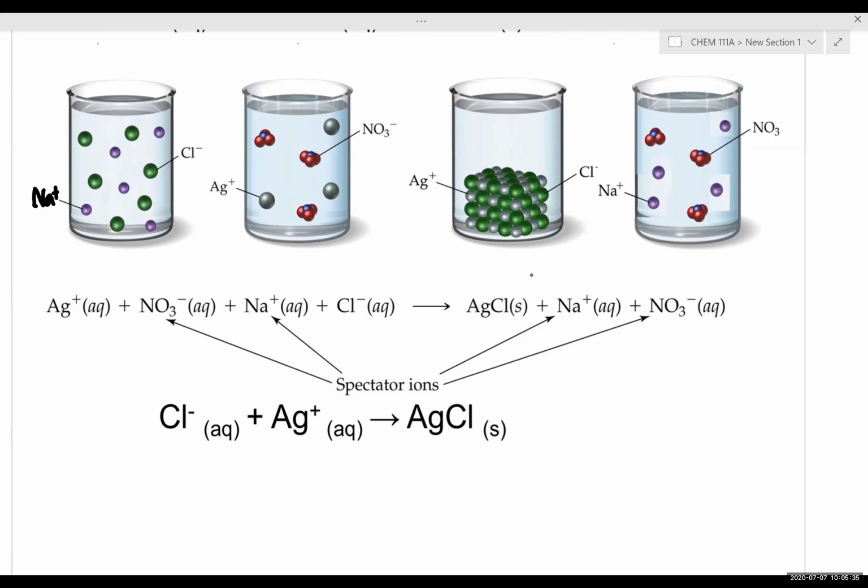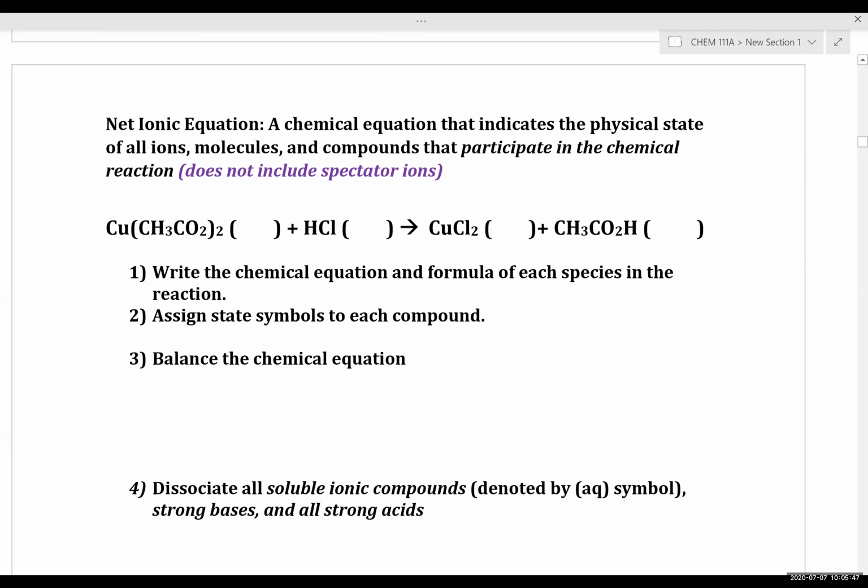Okay, so let's keep going now and let's do another guided example. Let's look at an example where we may have to balance the chemical equation and we may have to assign some state symbols. So we have copper 2 acetate, and my question to all of you is, what state symbol do I fill in? It's a copper 2 acetate. Is that soluble or insoluble in water? Soluble, yep. So it gets the aqueous symbol.